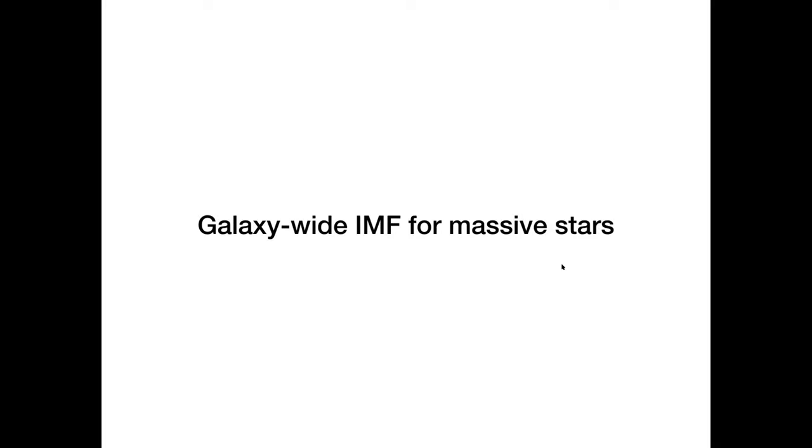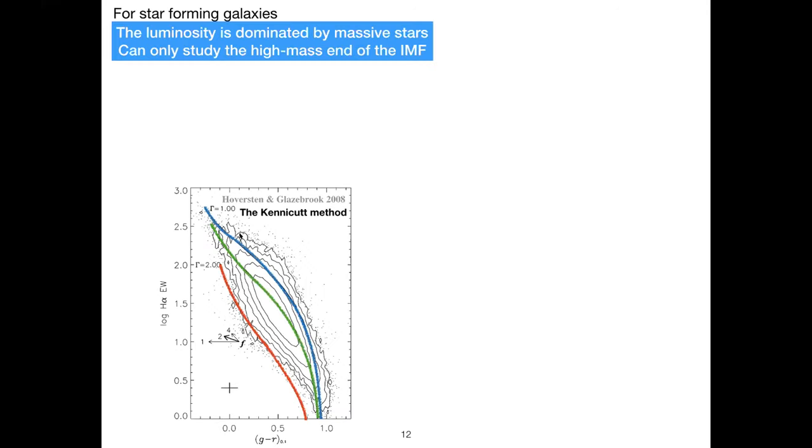First, let's look at the IMF for massive stars. The Kennicutt method is basically looking at the H alpha equivalent width and its relation with the color index of a galaxy. The black contour here is the SDSS galaxies, so each point is a galaxy. And the line here is the evolution track of a single galaxy along this plot. As the galaxy becomes older, it moves along this line.